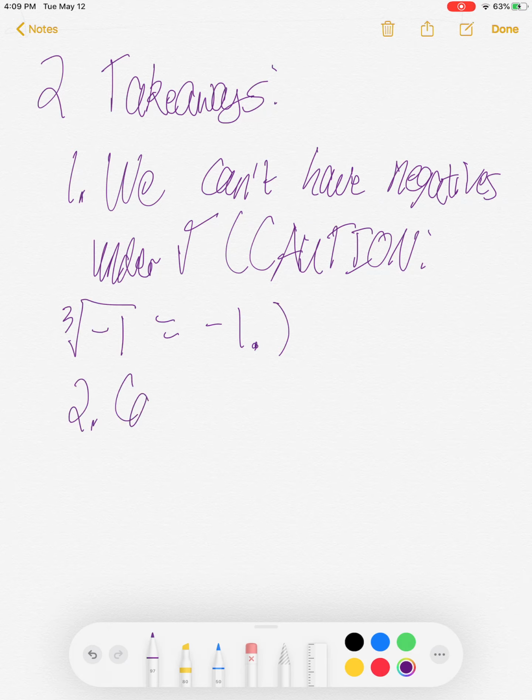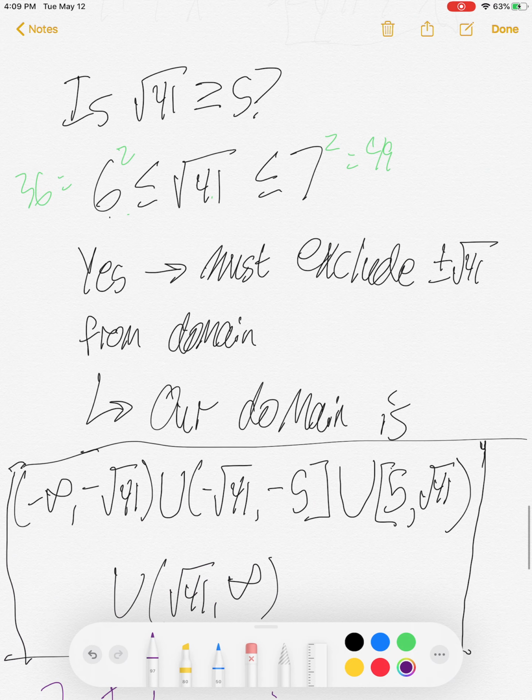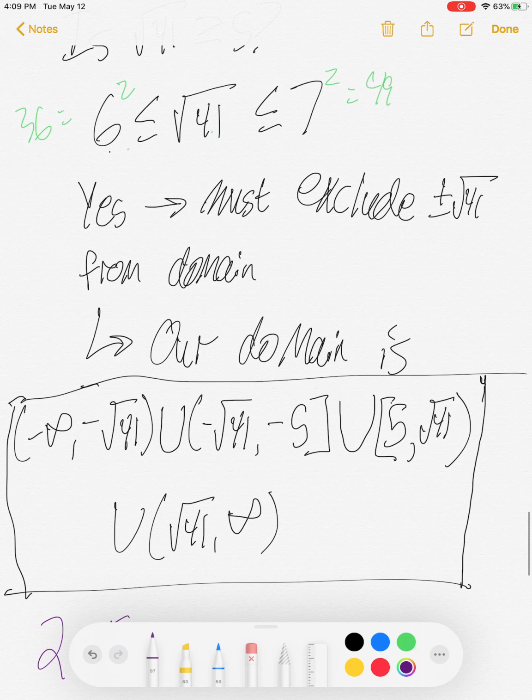And the other thing which restricts our domain is we can't divide by 0. Okay. So those were the two things which we used in this case to determine our domain.